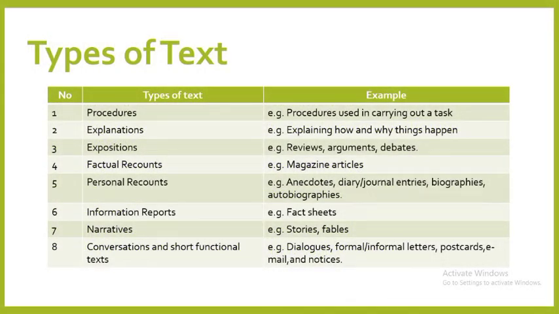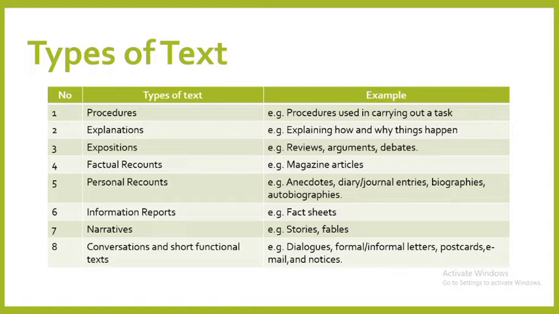They are, first, procedures. The example of this type of text is procedures used in carrying out a task. And the next one is explanation. The example of this type of text is explaining how and why things happened. And the third one is exposition. The example of this text is reviews, arguments, and debates. And the next one is factual recounts. The example of this type of text is magazine articles.